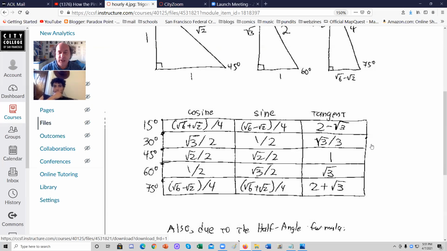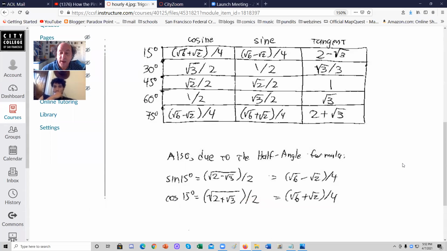And then tangent. For sine over cosine, if you divide this by this and do some rationalization of denominators, it comes out to 2 minus root 3 for the tangent of 15 degrees. If you do this over this, root 6 plus root 2 over 4 divided by root 6 minus root 2 over 4, and cancel the 4s and rationalize the denominator, you get 2 plus root 3 for the tangent of 75 degrees.